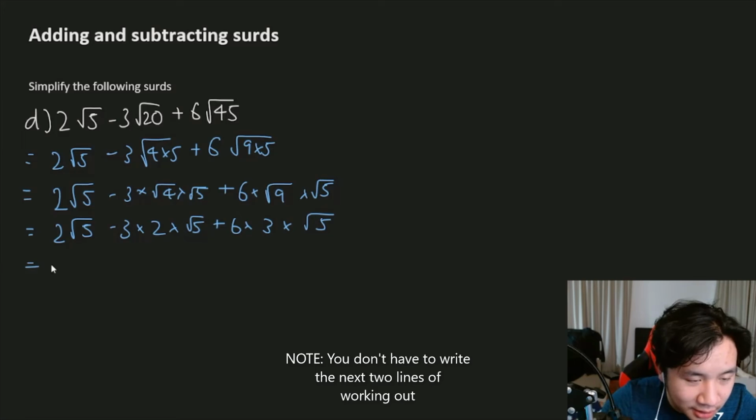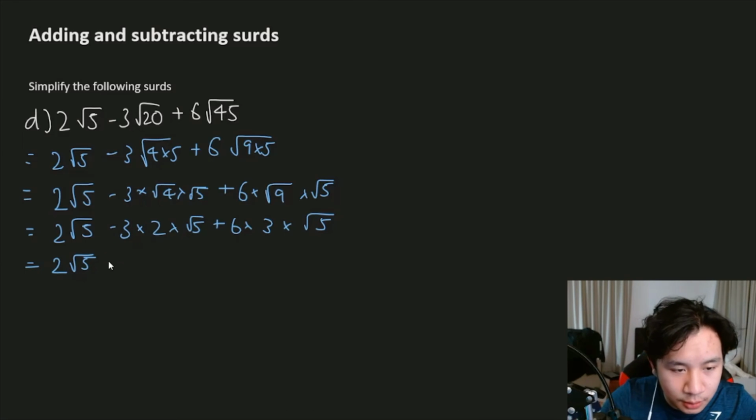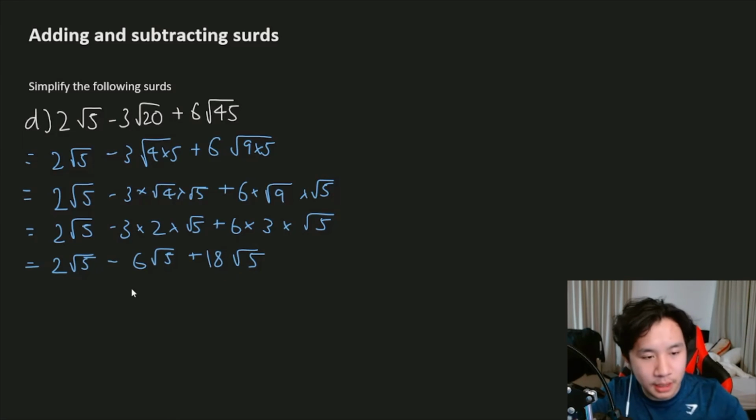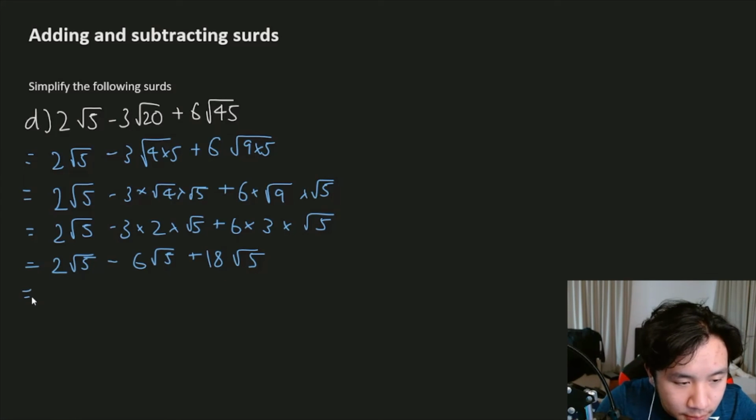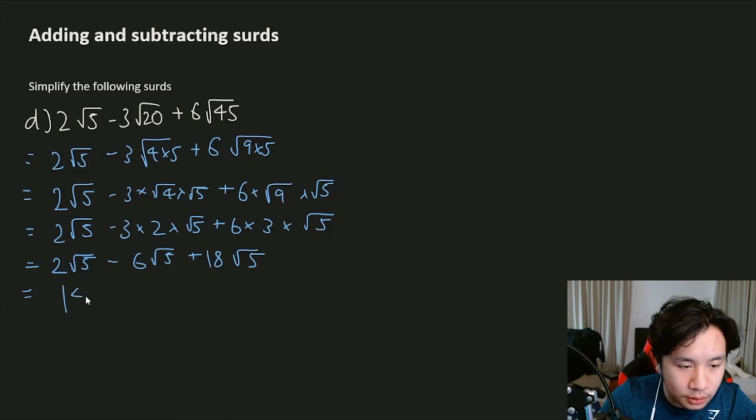So just continuing on to root 5. We times all of this together, so this will be 3 times 2 times root 5, that is just 6 root 5. Plus 6 times 3 times root 5, that is just plus 18 root 5. And now these are all like terms, and then I can combine them. So 2 minus 6, that is minus 4, plus 18, that's just 14.